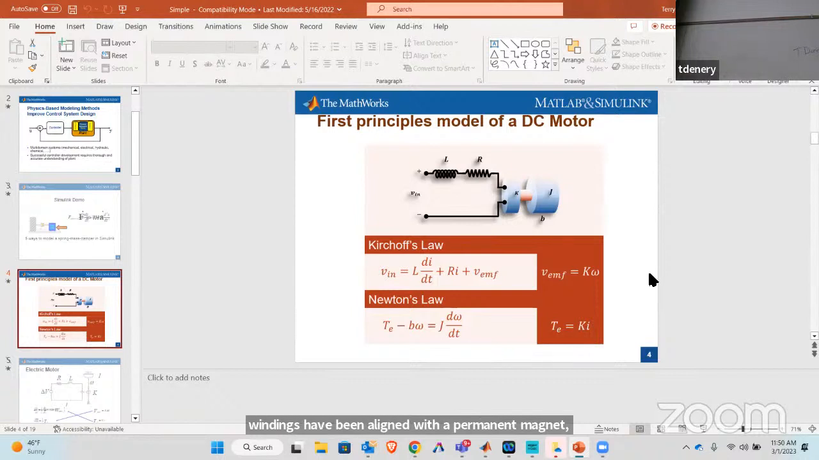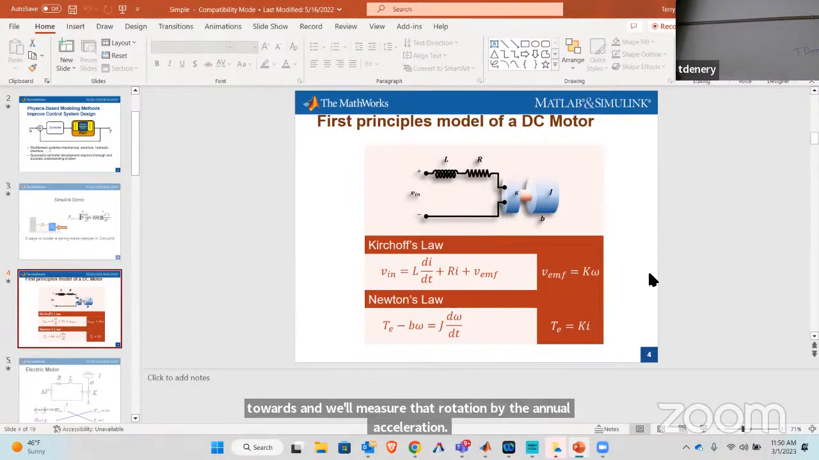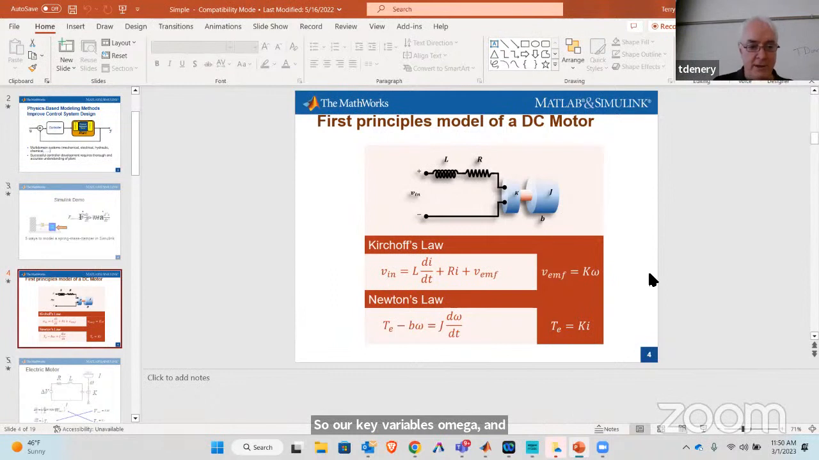Then we get the back EMF. The voltage balance is the inductive voltage drop, the resistive voltage drop, and the back EMF. Mechanically, it's rotational, so it's not as easy as F equals MA, but you apply torques and things will rotate, and we measure that rotation by the angular acceleration. So our key variable is omega, the shaft velocity. And if it's okay, I'm going to jump in and do that demo.